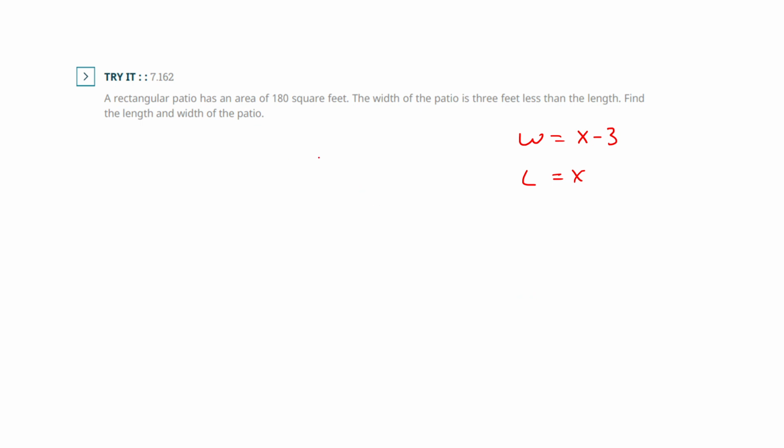It's a rectangular patio again, so I am multiplying to get an area. So here's what I'm multiplying. Okay, we'll distribute this through. I get this. Now it equals 180, but I'm bringing it over to this side because I need to be able to set it equal to 0 to use the zero product property and to factor.